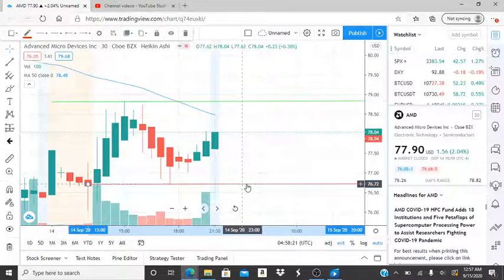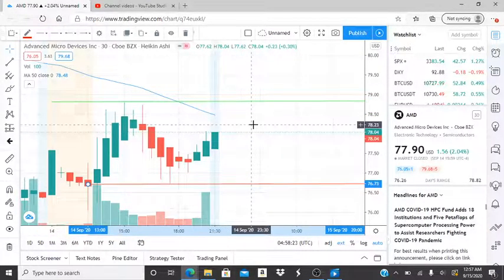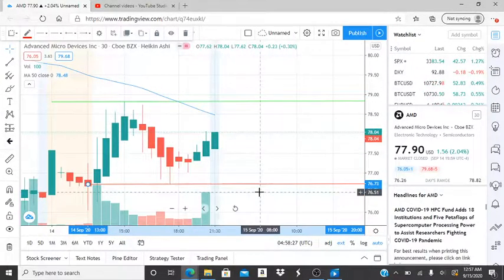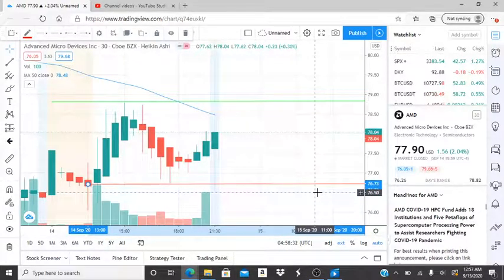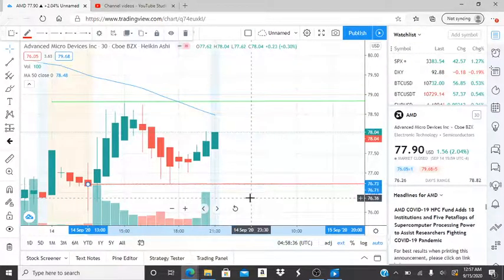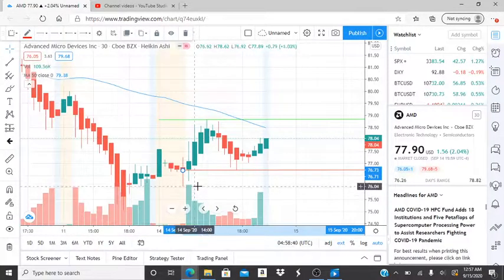On the other spectrum of things, we have what the bears want. The bears want to keep this stock below the 50-day moving average and tear further away from it in a downward direction. The bears reappear. They're going to want to try to break through 76.73. And if they're able to break through that, they are on their way to newer lows. And the lowest point that this reached in the day was 76.04.